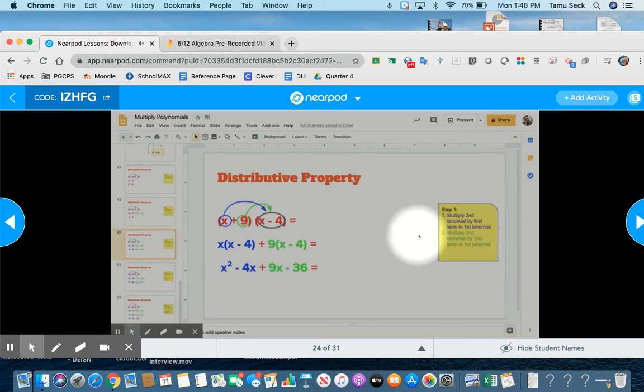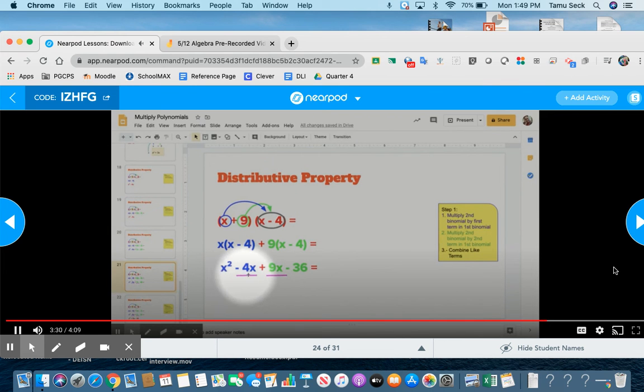Then we do the second step. We're going to multiply the second binomial by the second term in the first binomial. Here's the second binomial, and here's the second term in the first binomial. So 9 times x minus 4. So that means we're going to do 9 times x minus 4, and we get 9x minus 36. So altogether we get x squared minus 4x plus 9x minus 36.